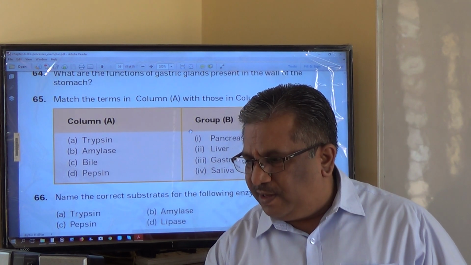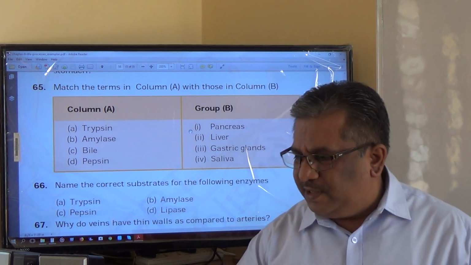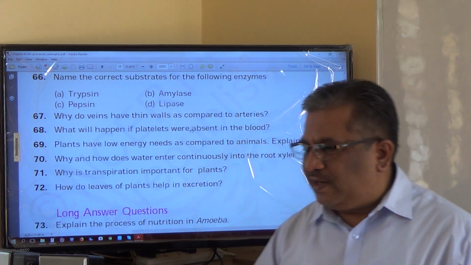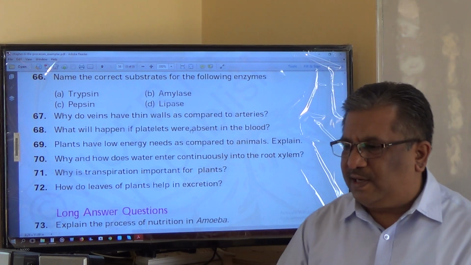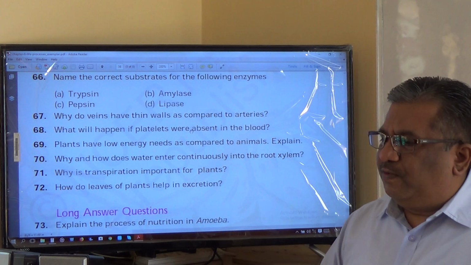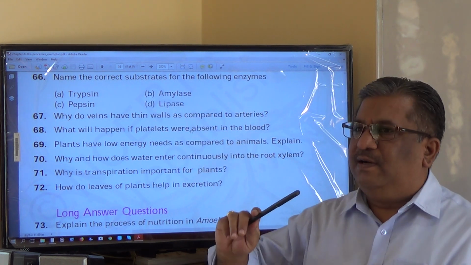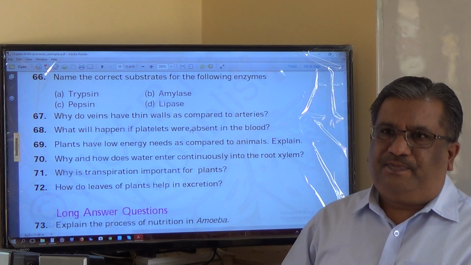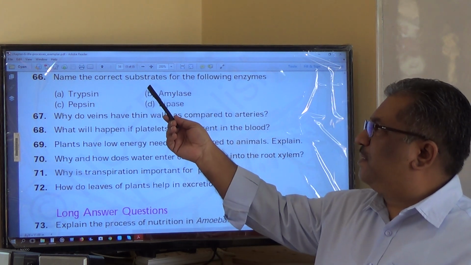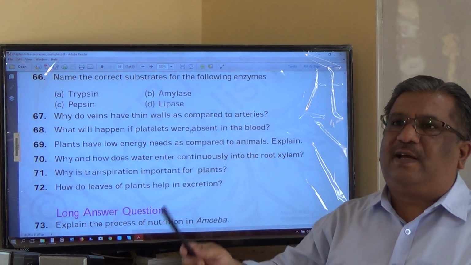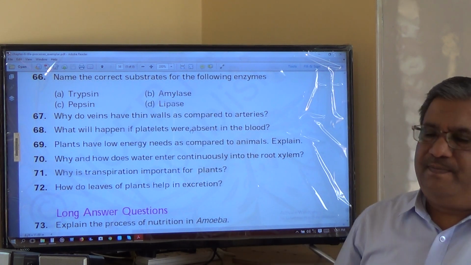Okay, match the terms that you do yourself. Name the correct substances, correct substrates for the following enzymes. Here, the meaning of substrate means reactants. Substrate means reactants, and these are called reagents. Reagents are the ones which attack on the substrates.